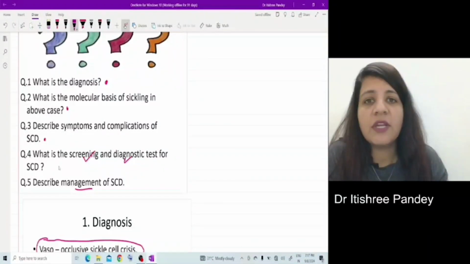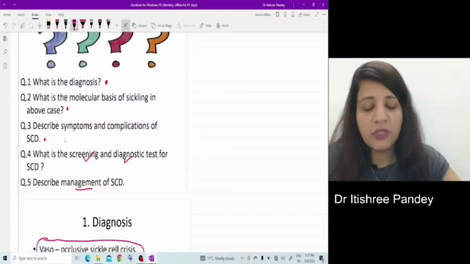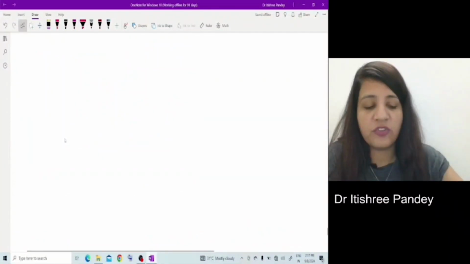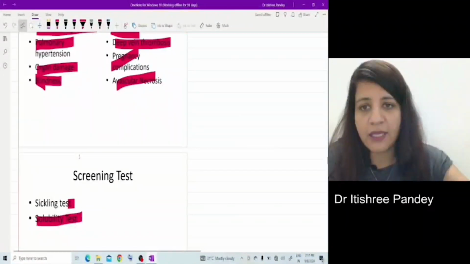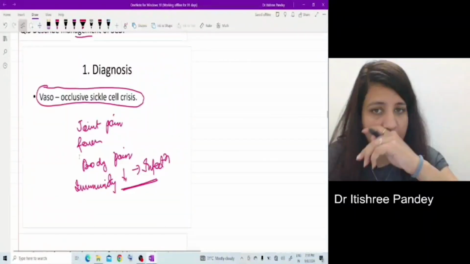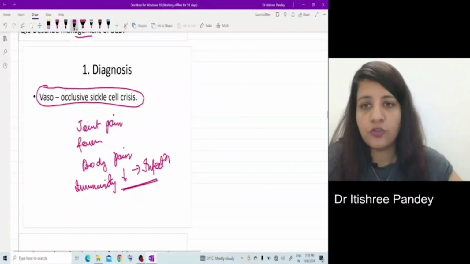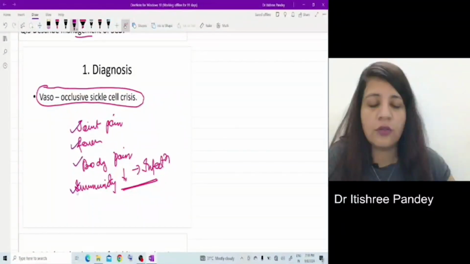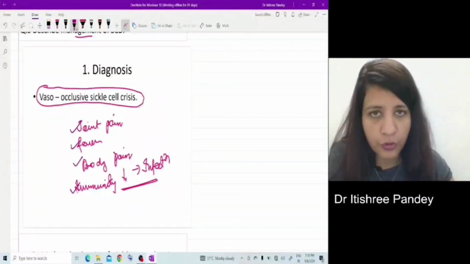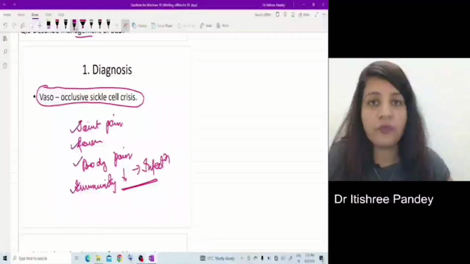Now, let us look at the diagnosis of this patient. As it said, the patient was diagnosed with sickle cell disease at the age of 3 years. In sickle cell crisis, the patient usually complains of joint pain, fever, body aches, and overall immunity gets lower, and hence the patient becomes more prone to infection, and this patient had a history of gastroenteritis.